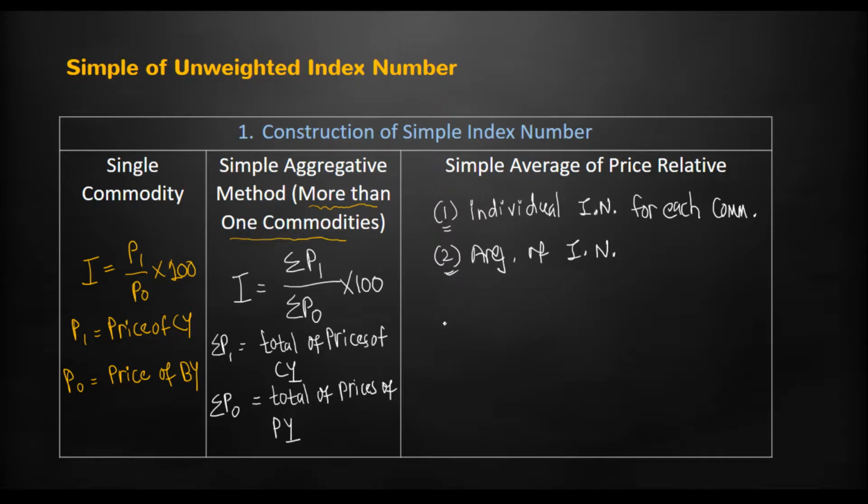What is the formula here? I is equal to sigma P1 upon P0, this is the individual index number and its total, divided by n, right? So first we will find out the individual index number by the same formula P1 upon P0, right? And then we will make a sigma of it, divide it by the total number of commodities and multiply it by 100 to get the average index number.